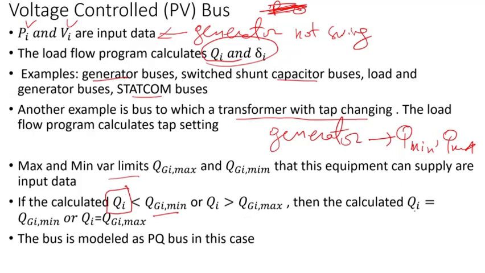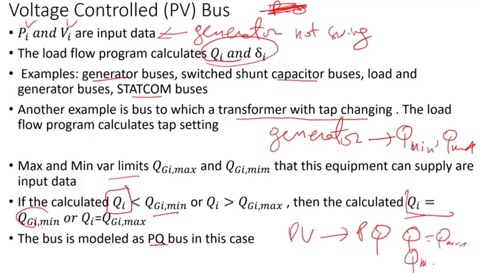If the min and max are exceeded, then it will set the calculated Q to Q min or Q max. But if it does not exceed the limits, then it will use the Q that's calculated. If this case occurs, where Q is equal to Q min or Q max, then the bus model is converted from PV to PQ, a load bus basically, because Q is set to either Q min or Q max, whichever is calculated.